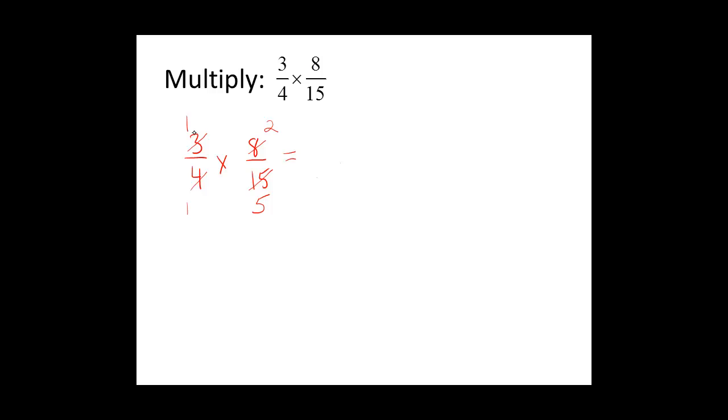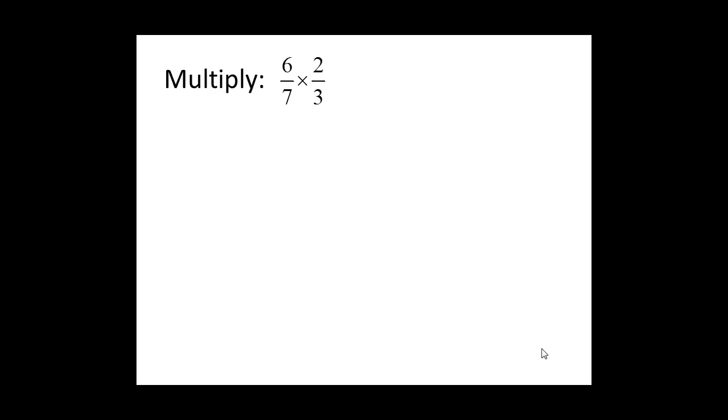Now we will multiply our numerators together. 1 times 2 is equal to 2, and our denominators, 1 times 5 is equal to 5. We have the same answer whether we divide out before we multiply or we divide out after we multiply, as in the previous way we did this problem.